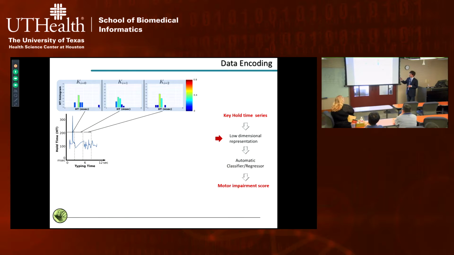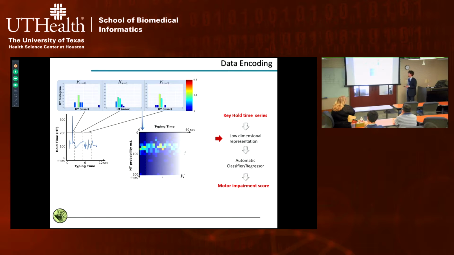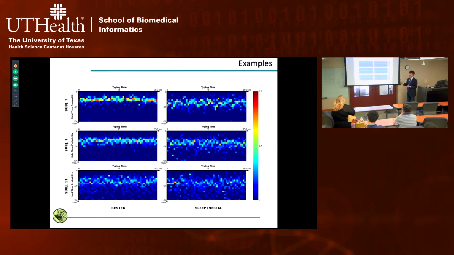For each sliding window, we compute the normalized distribution with the hold time histogram, and then we take these histograms, and for each one, we put it in a matrix like that. This creates a sort of spectrogram-like representation, which we can then analyze in different ways. Now I'll show you some examples of these spectrograms. They're really cool because by just looking at them, you can sort of see what's going on.